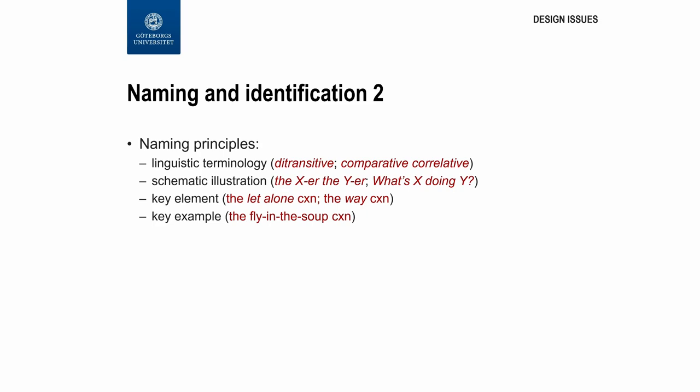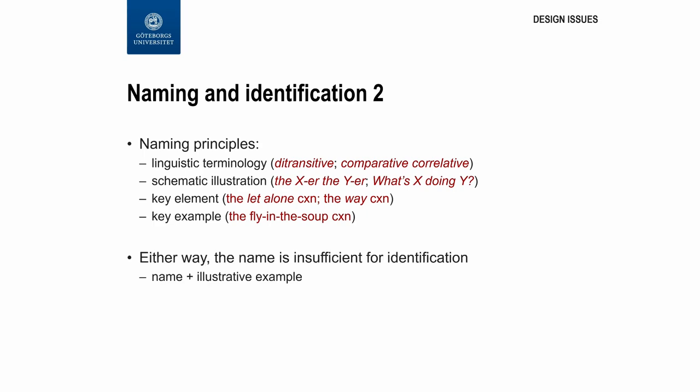Other naming principles: if there is a key element, you can use that, like the let alone construction or the way construction. The way construction is something like they fought their way to the top. So it's a motion construction where we have the element way, and there are different variants of that. Or you could use a key example. Instead of "what's X doing Y", you can have the fly in the soup construction. That might also work. But since it's not obvious what to choose, it's not obvious for a user either.